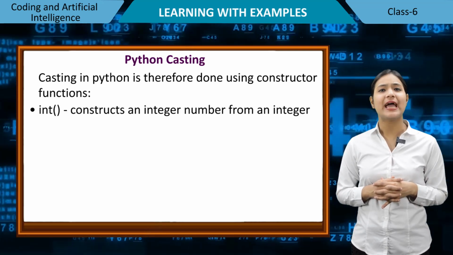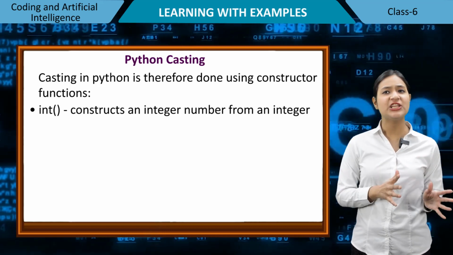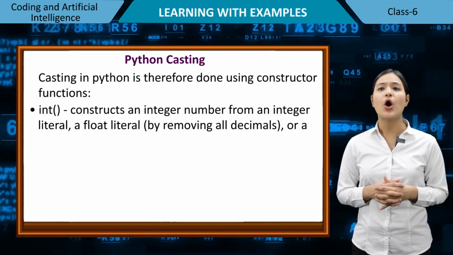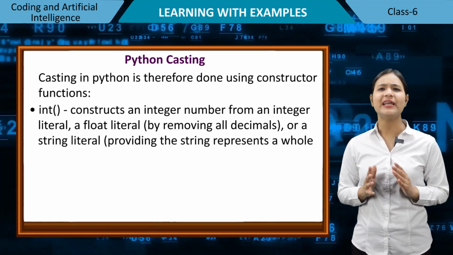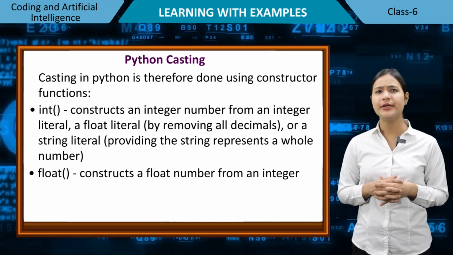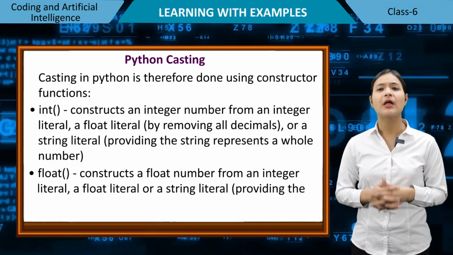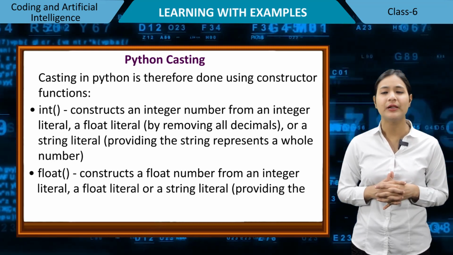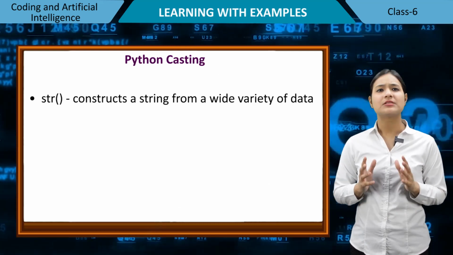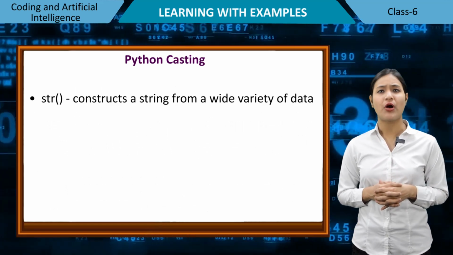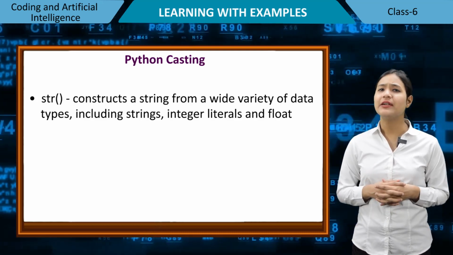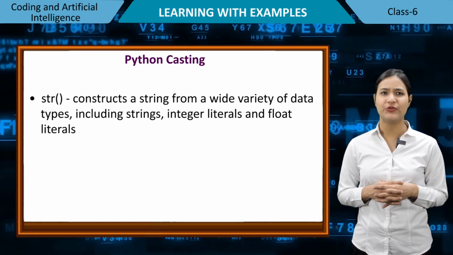int constructs an integer number from an integer literal, a float literal by removing all decimals, or a string literal, providing the string represents a whole number. float constructs a float number from an integer literal, a float literal, or a string literal, providing the string represents a float or an integer. str constructs a string from a wide variety of data types, including strings, integer literals, and float literals.